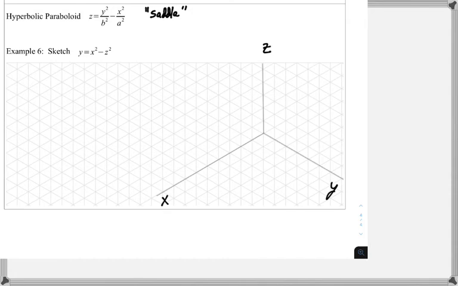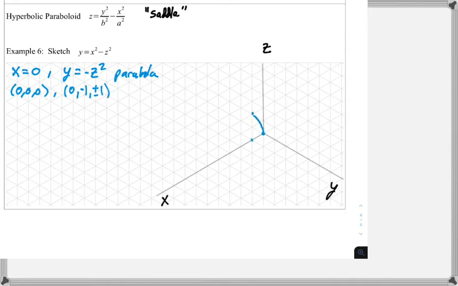Okay, so I'll set up our coordinate system. And so we got y is equal to x squared minus z squared. So we'll just go through and play the same game. X is equal to 0, then we have y is equal to negative z squared. So this is going to be a parabola. Okay, so we'll have the origin as a point on that parabola. And then we'll have 0, negative 1, plus minus 1 on the parabola. So we'll plot those points. We'll also have the point 0, negative 4, and plus minus 2 on the parabola. So we'll plot those as well. Okay. So that's one of our parabolas there.